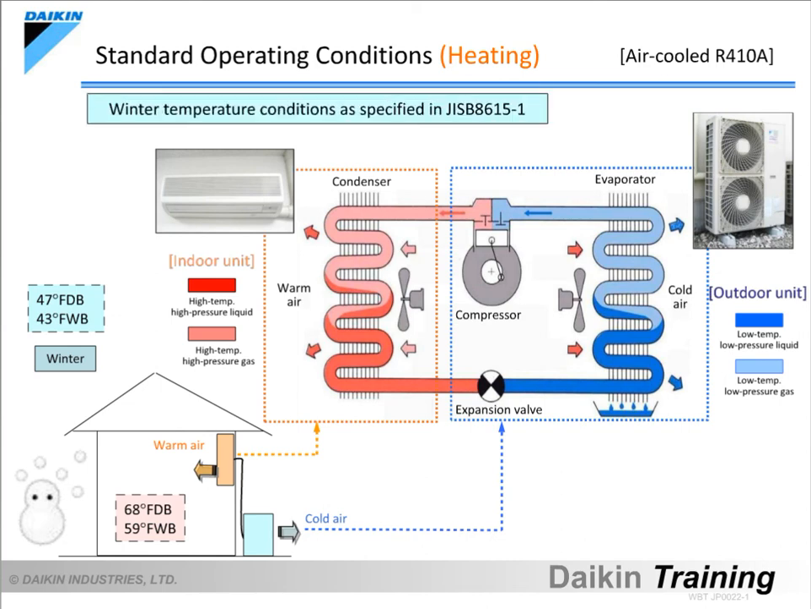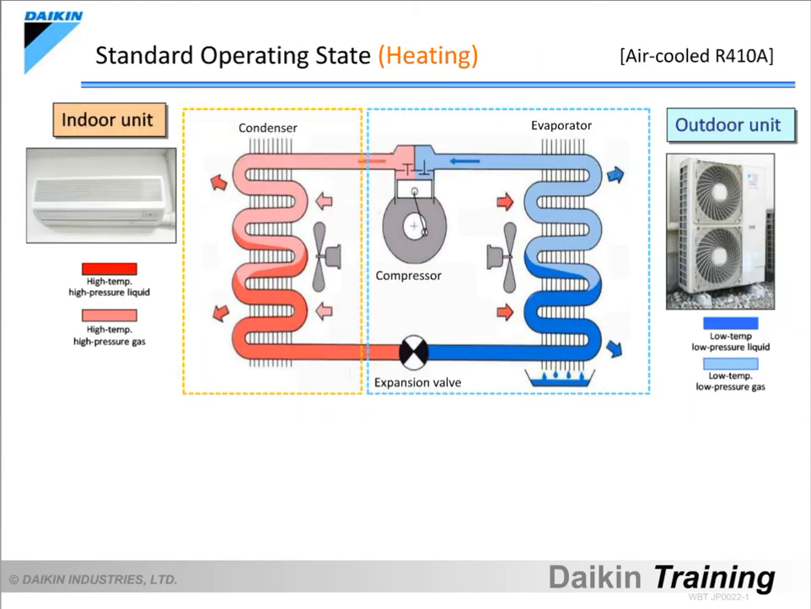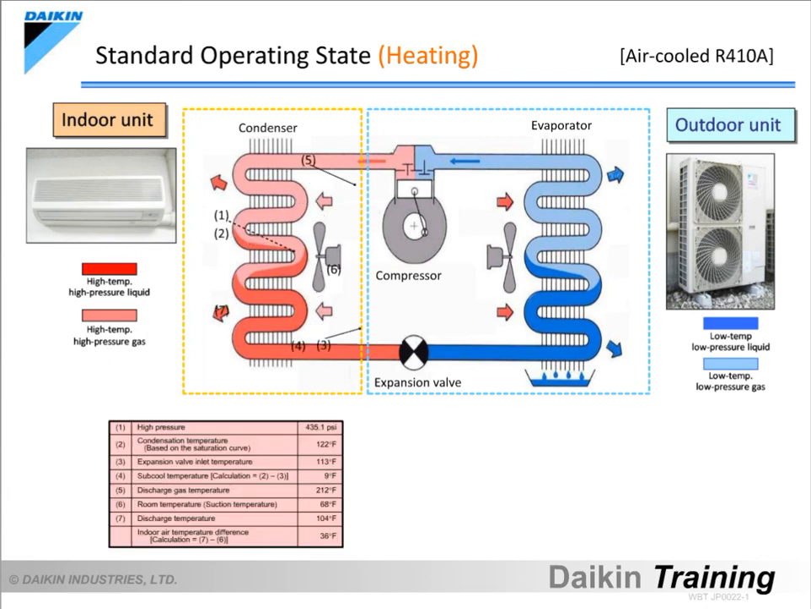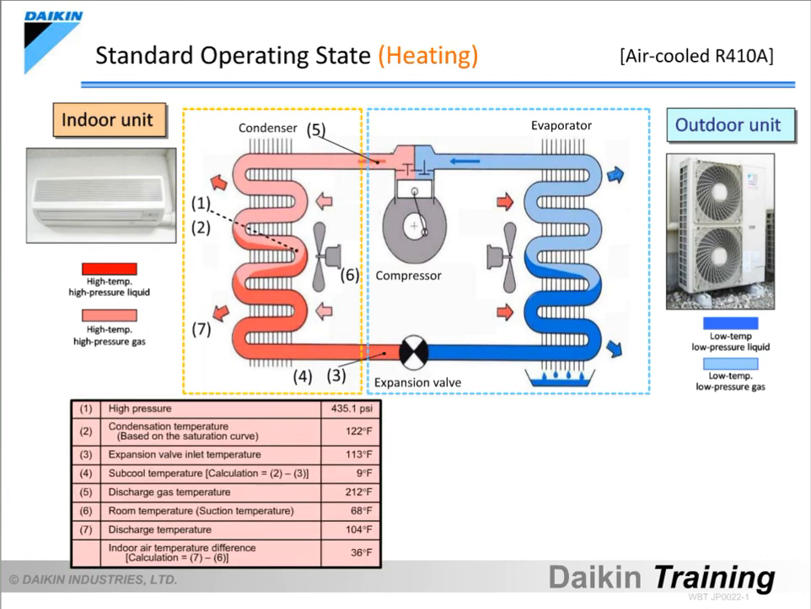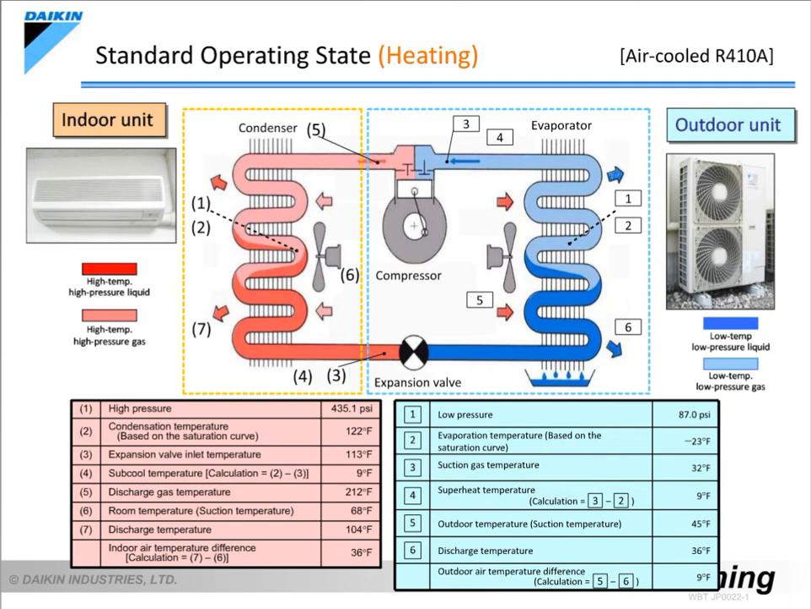Let's now take a look at the temperature and pressure levels according to the winter conditions specified in the JIS. According to the standard operating conditions for heating with R410A, the levels are as shown here for the indoor unit side, or in other words, the high temperature, high pressure condenser side. And the levels are as shown here for the outdoor unit side, or in other words, the low temperature, low pressure evaporator side.